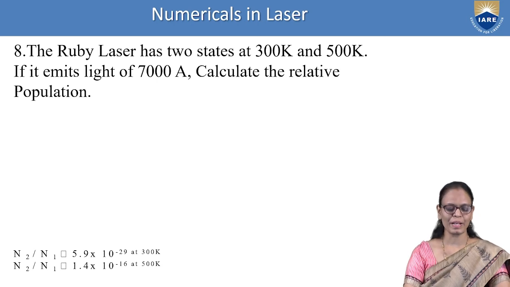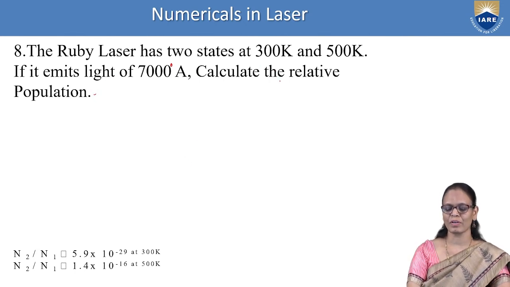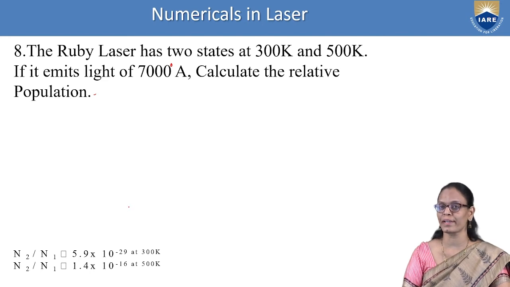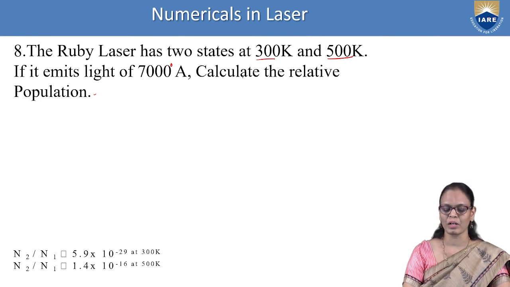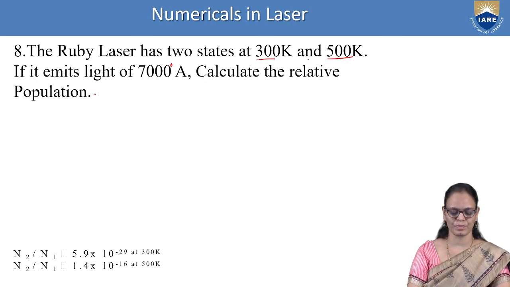Next, the ruby laser has two states at 300 Kelvin and 500 Kelvin. If it emits light of 7000 angstrom, calculate the relative population. So we have already done one numerical on relative population, but here we'll be doing it for two different temperatures, and then we will compare how the emission varies with temperature.